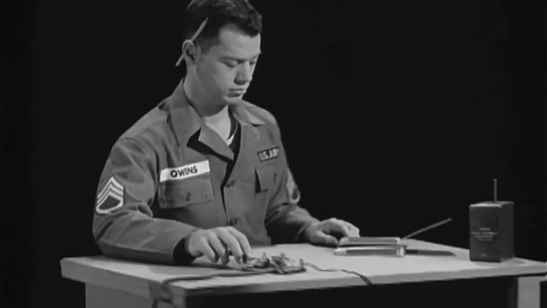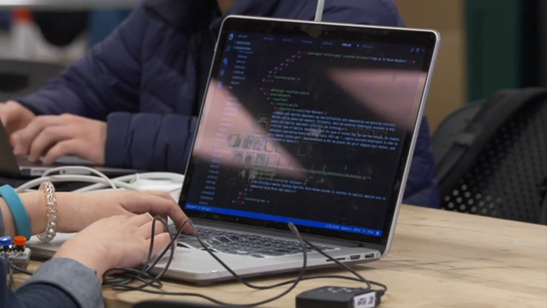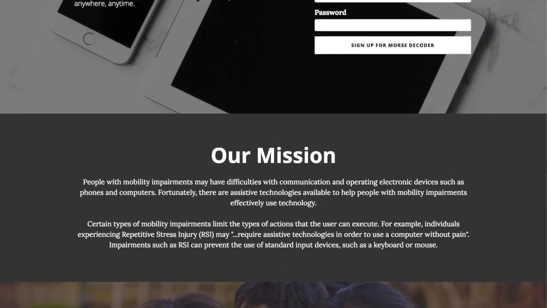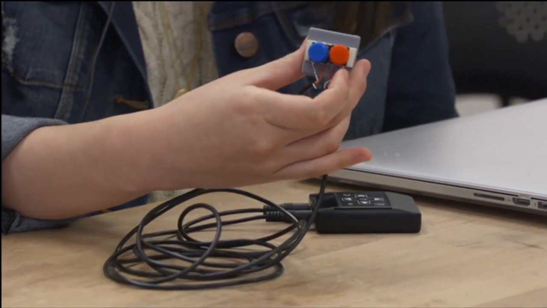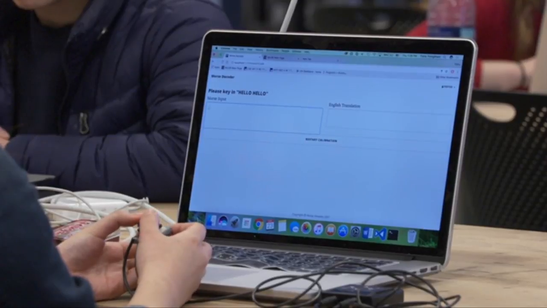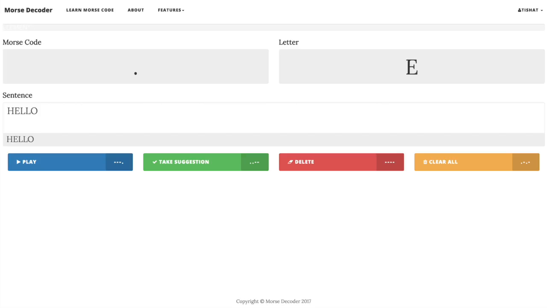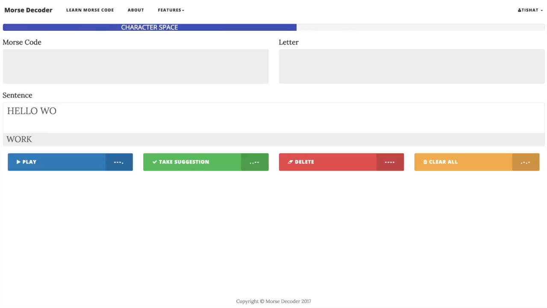From here, we began building Morse Decoder. Morse Decoder is a web application that translates Morse code input by a switch device. The web application reads the signals from the switch device using a Bluetooth adapter. Using Morse code, users can input all the necessary characters to form words and sentences.